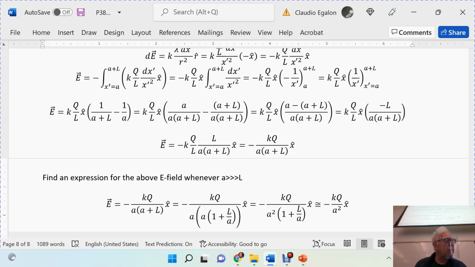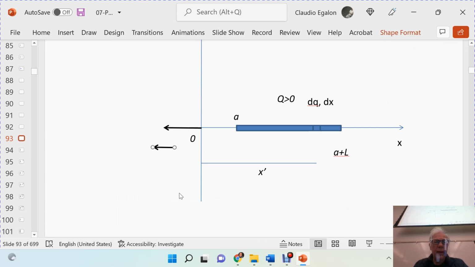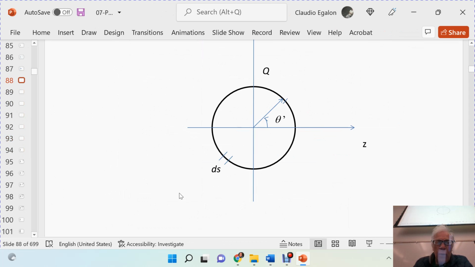In 642, right? We can go to 650. Which one's the next? So that's the one I want to do. Let's see if we can do the other one before. Yeah, let's do the ring now.